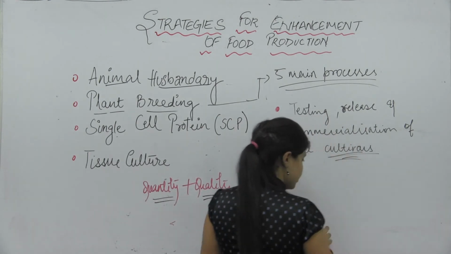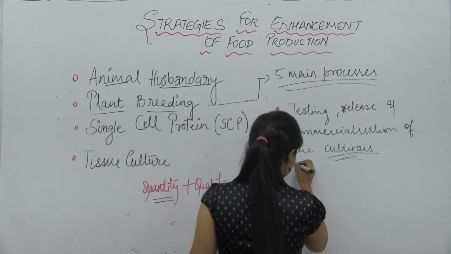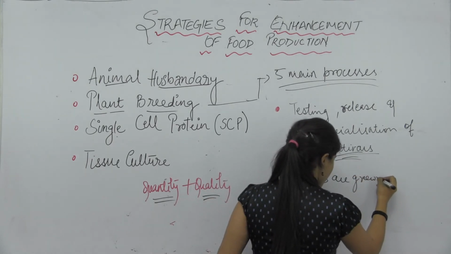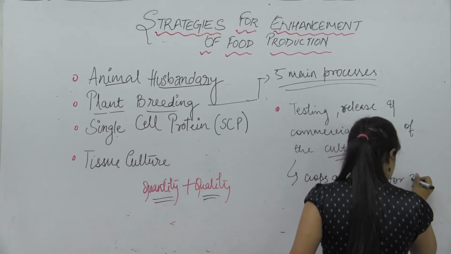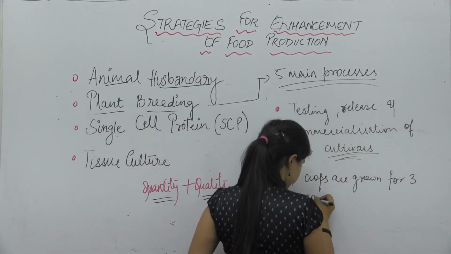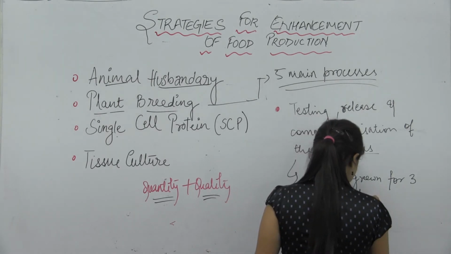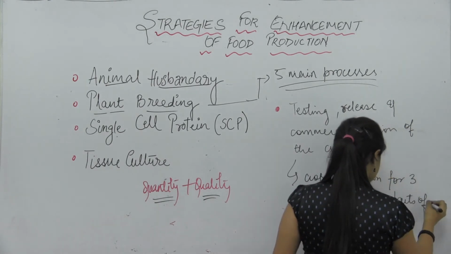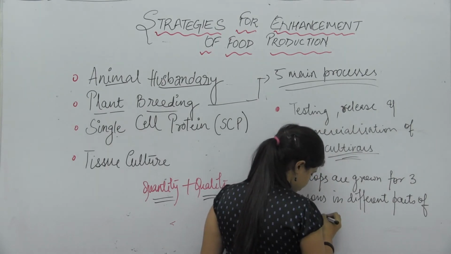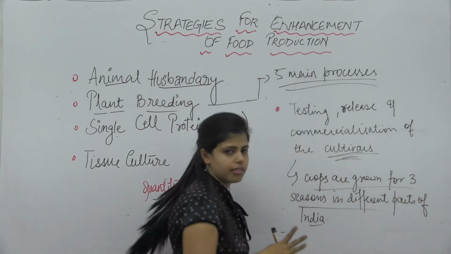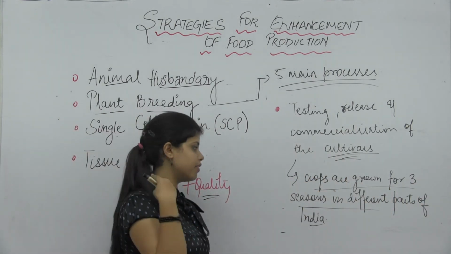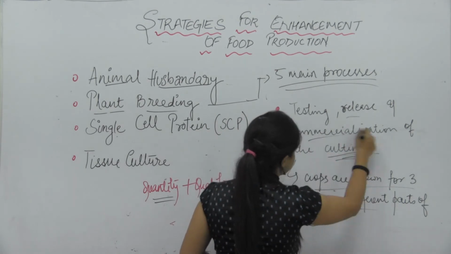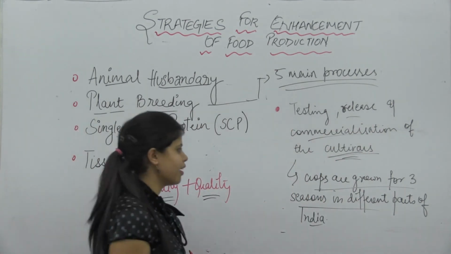And one more thing, that these crops are grown for 3 seasons in different parts of India. This process is to check whether it's well suited for different climates, right, different weather, and if all these processes are right, it is ready to go, good to go.